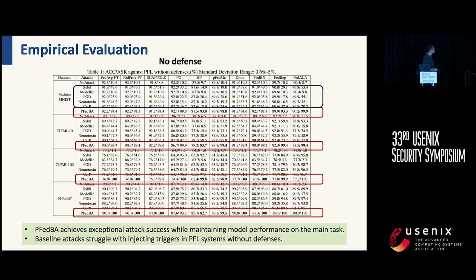However, the proposed PFAT-BA achieves quite good results. The left-hand side is the main accuracy of the main task. The right-hand side is the ASR of the backdoor attack. You can see it increases almost 3-4 times compared with the existing attacks. And we can see the ASR can be as high as 100% and as low as 93% across all the data sets. Very effective.